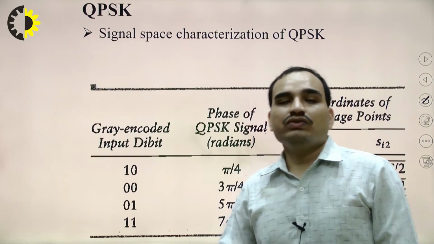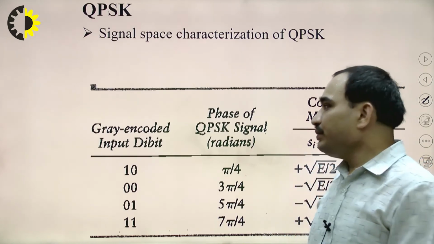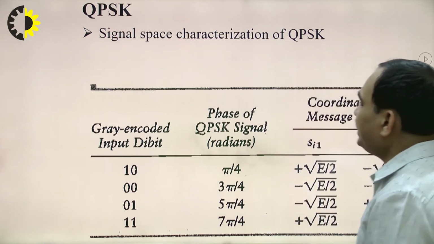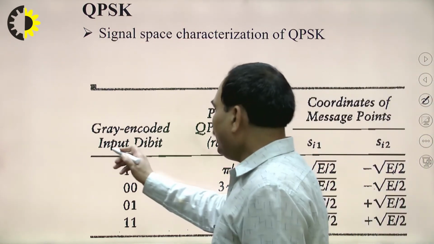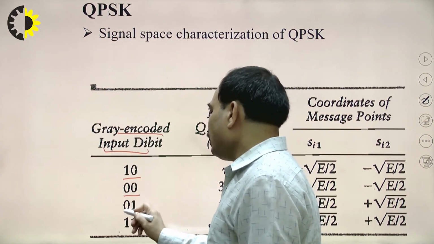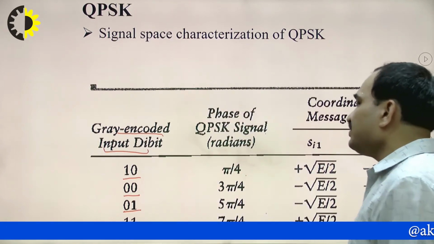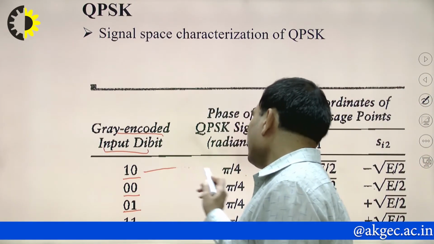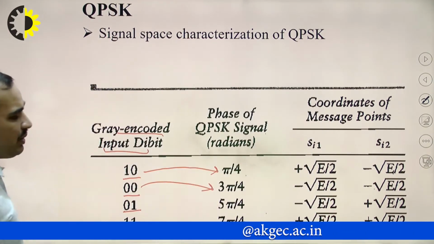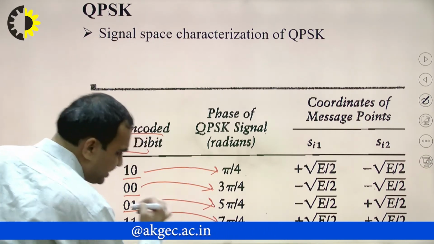So how can we define these dibits according to the symbols? This table shows how it is defined. Signal space characterization of QPSK: here we have the Gray encoded input dibits, 10, 00, 01 and 11. So these are the 4 dibits. For 4 dibits we are having 4 different phases. So 10 is having pi by 4, 00 is having 3 pi by 4, 01 is having 5 pi by 4, and 11 is having 7 pi by 4.